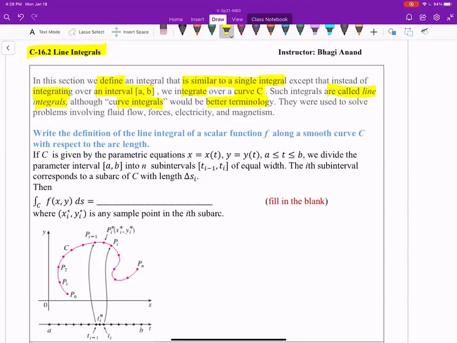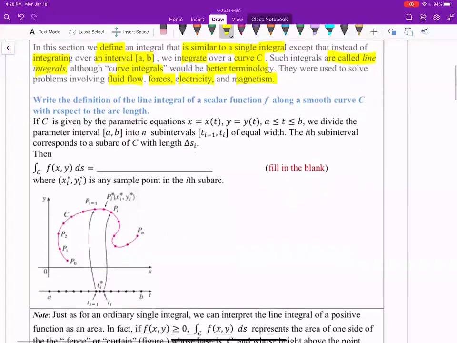They are used to solve problems involving fluid flow, forces, electricity, and magnetism. Let's first write the definition of line integral. Write the definition of line integral of a scalar function f. Note, here we are going to do scalar function. Next we will be defining line integral for a vector function as well, for a vector field, along a smooth curve C with respect to the arc length.